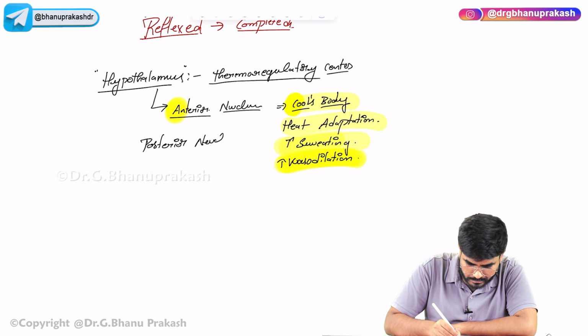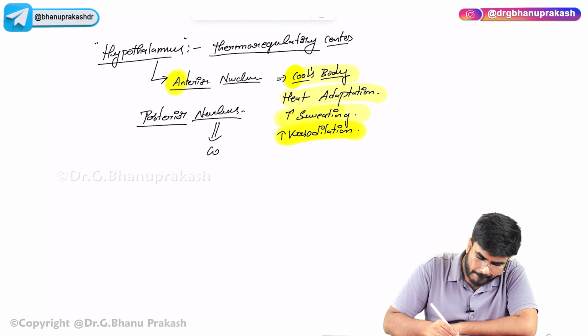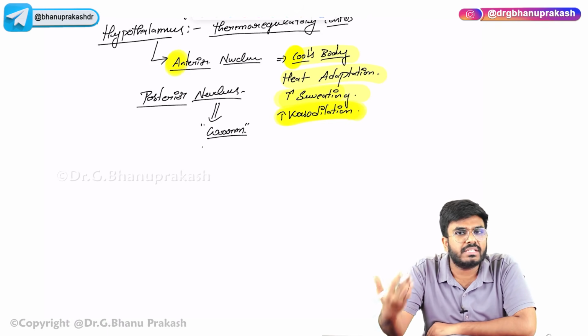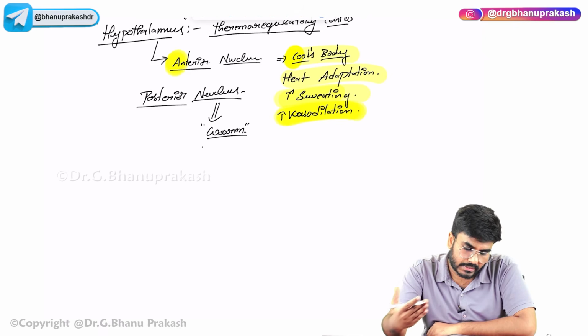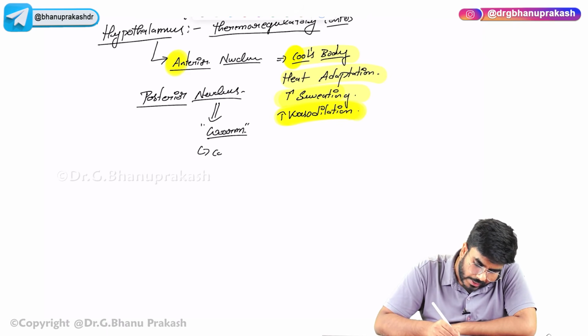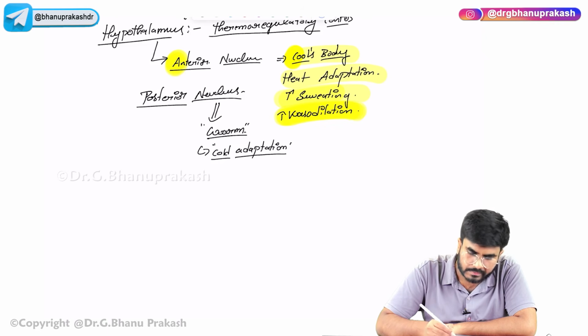The posterior nucleus is going to warm your body. So if you are in a cold environment, for example, you are in a foreign country and outside is cold, now you need to warm up your body. Who is going to do that? It's the posterior nucleus of the hypothalamus. It warms your body, so it helps in cold adaptation.